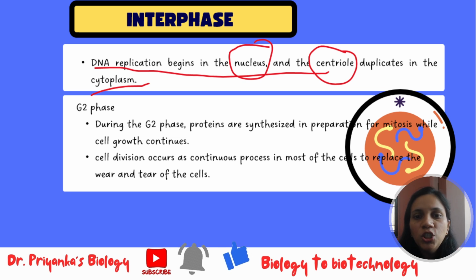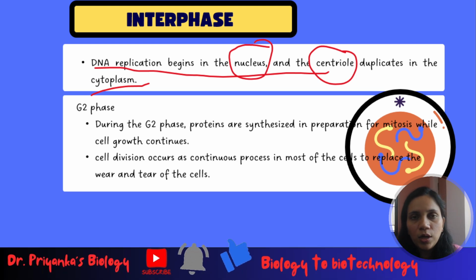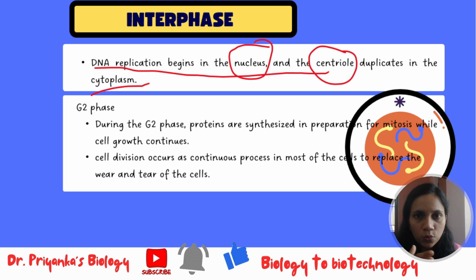Next part is your G2 phase. So what happens in G2 phase? During this phase, we are actually preparing. If we compare it to the bus stand, we are preparing everything. We are keeping the ticket ready, taking the luggage, and we are just about to enter the bus, which is where mitosis is going to occur. So here, what are the requirements? Proteins.